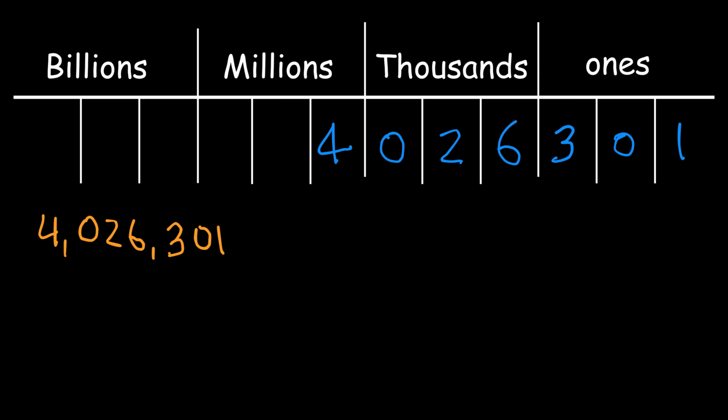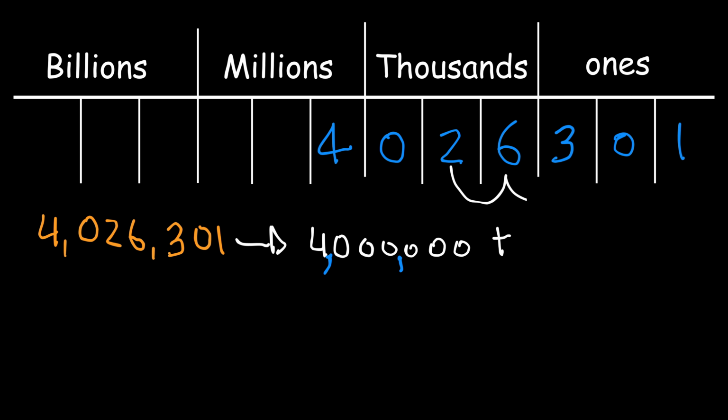Now, let's start with the 4. Let's move towards the right. 1, 2, 3, 4, 5. It will be followed by 6 zeros. So let's put a comma after every three digits, and that is 4 million. And it makes sense because it is under the millions place value. Now we have a 0, which we don't have to write in expanded form because 0 simply means 0. Now the 2, let's move towards the right. 1, 2, 3, 4, followed by 4 zeros, a comma after every three digits, and that is 20,000.